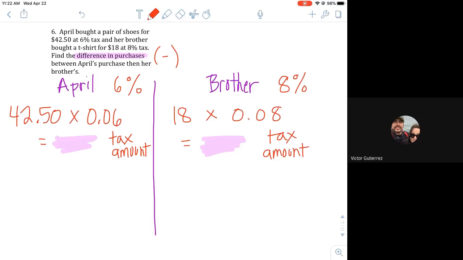And then similar to what we did earlier, we're going to go ahead and add. The brother's tax equals $1.44. We're just going to add those amounts. So we're going to take the original price, which is $18. We're going to add $1.44, which is the tax amount. And then when we add them together, this one's pretty easy. $19.44 is the final cost. So this way here will be the final cost.